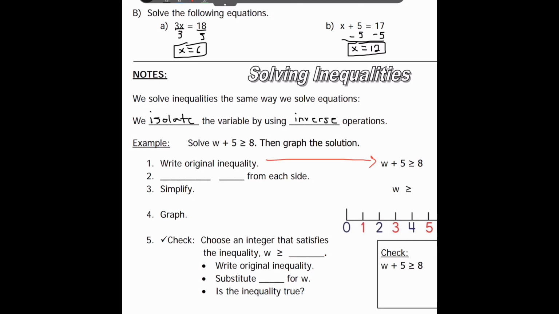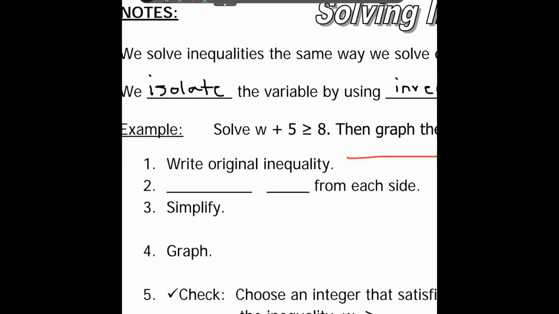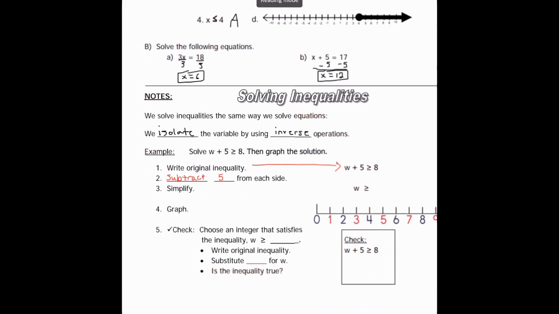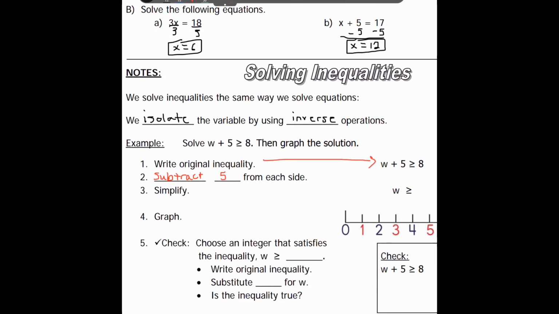Number 2, in order to isolate that variable, we are going to subtract 5 from each side. Let me write that down on the blanks. We are going to subtract 5 from either side. I'm going to show you me doing that in the example. We're going to subtract 5 from both sides, and then we're going to simplify.